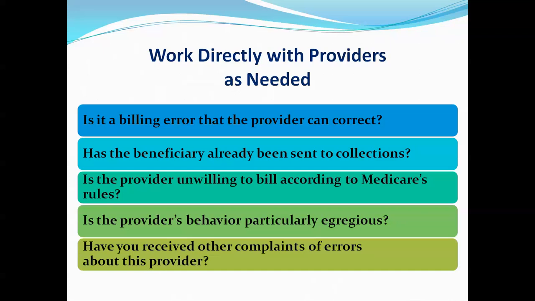Another thing is, is the provider unwilling to bill according to Medicare's rules? I had one air ambulance company that did not send their claim to Medicare, and they were a Medicare assignment provider, and they were trying to bill the beneficiary for like $16,000 for an air ambulance. Of course, the beneficiary didn't have that much money, and I just had to call the company and say, hey, you take Medicare assignment, you need to bill this to Medicare. Finally, they did bill it to Medicare, thank goodness.